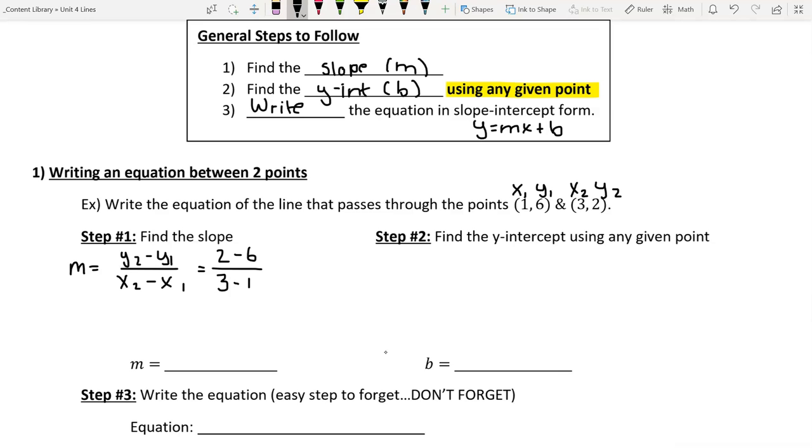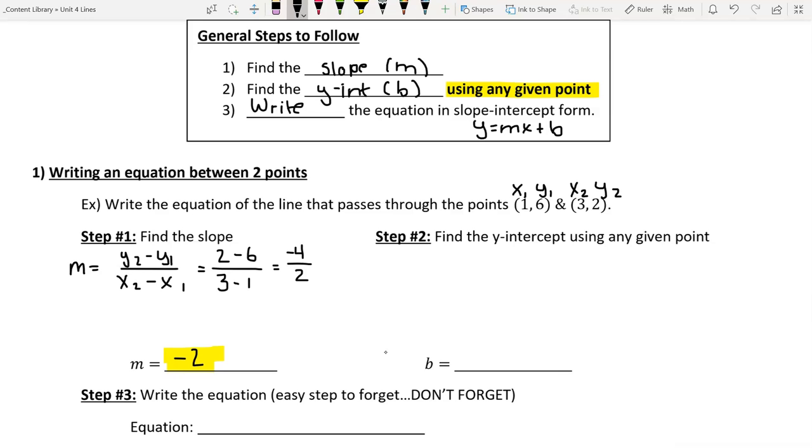Okay? So then I'm just going to reduce my slope. I get that this is negative 4 over 2, but that reduces to negative 2. Negative 4 divided by 2 is negative 2. Okay? Highlight it and save it for later. We will use it because remember, we need to write an equation in m and b.